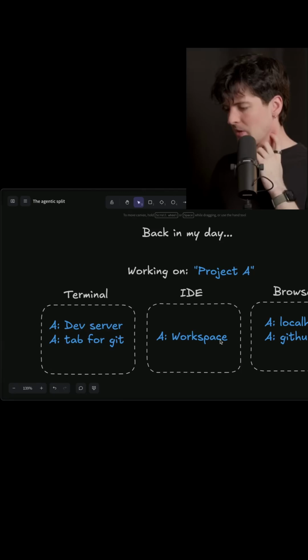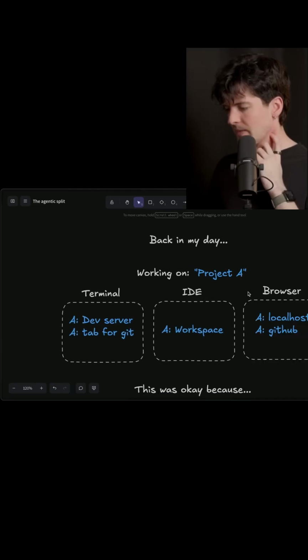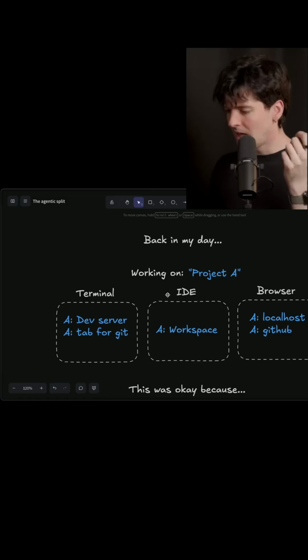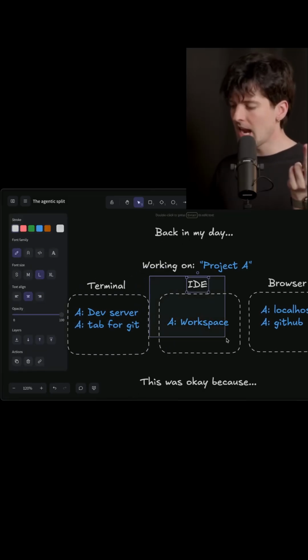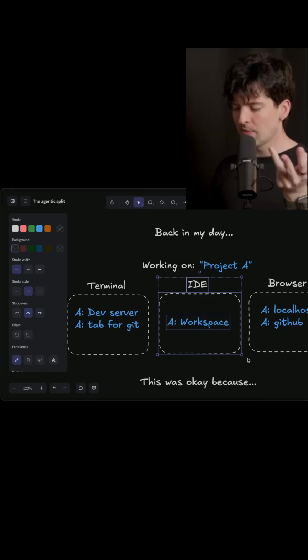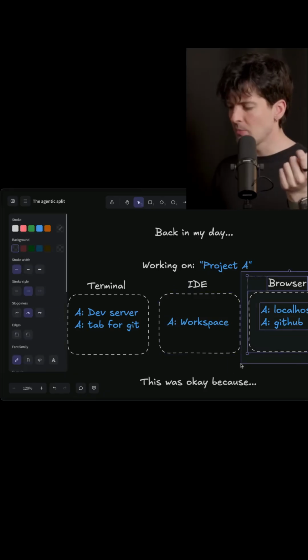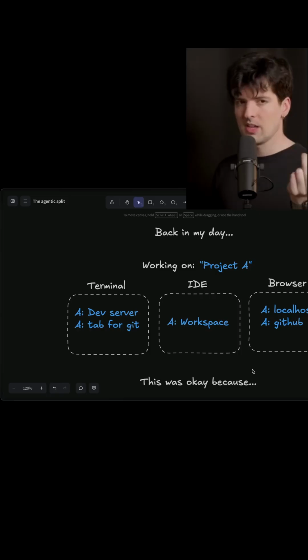This is what my setup would look like most of the time that I was working. For most of the time I've been writing code, I would have my terminal open with my dev server and some tab open for Git. I would have my IDE open with a workspace set up for the thing that I'm working on. And I have my browser open with one tab in localhost and one tab in GitHub.